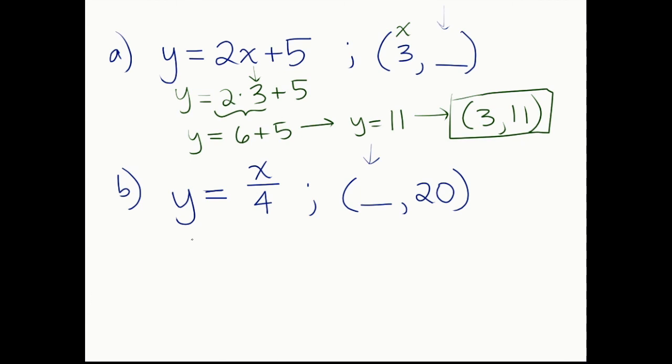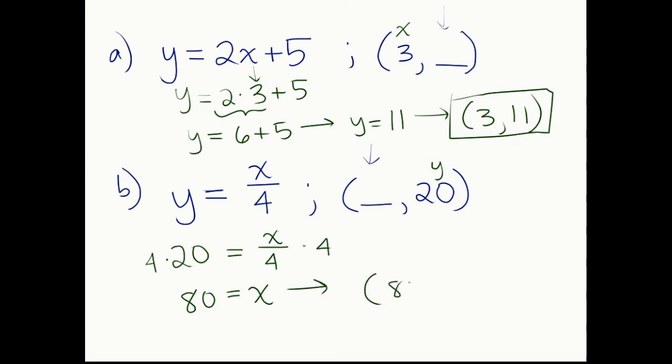Down here, I'm given the y value, but I'm not given the x. So I'm going to fill in 20 for y in y equals x over 4, or as we know, this is x divided by 4. So I'm going to multiply by 4 on both sides. 4 times 20 is 80, so x equals 80. And my final answer is 80, 20.